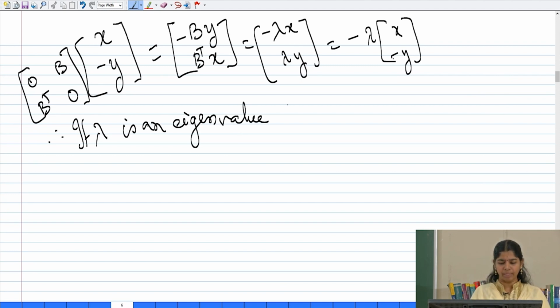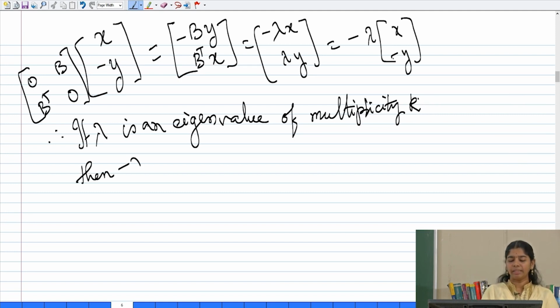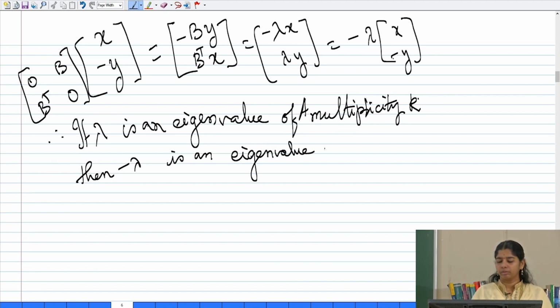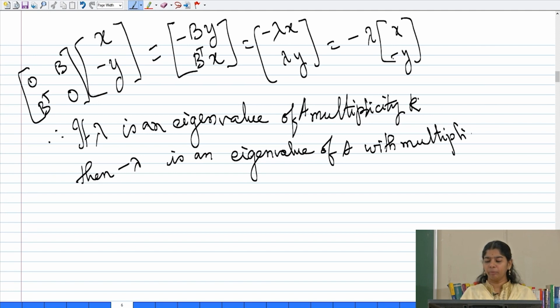If lambda is an eigenvalue of A with multiplicity k, then minus lambda is also an eigenvalue of A with multiplicity k. So, this is another beautiful thing that you can see. If you have a bipartite graph, your eigenvalues occur in pairs, lambda and minus lambda, and so on. Of course, the rank is not 2, so it could be whenever it occurs in pairs.